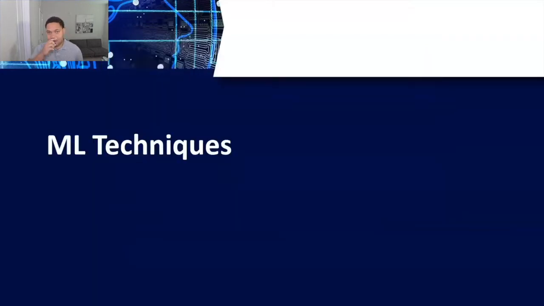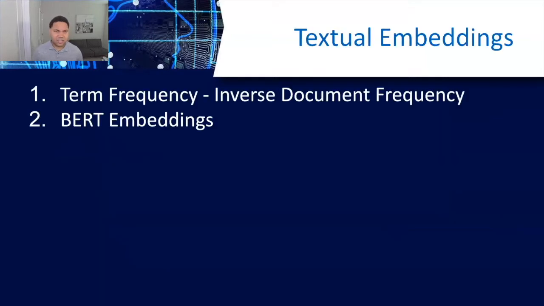All right, now the different ML techniques. As I discussed before, there are a few things that we have to keep in mind when we're doing our overall training, such as normalizing the data, and making sure that the text has a decent representation. So we're going to dive into each of those. First is textual embeddings.